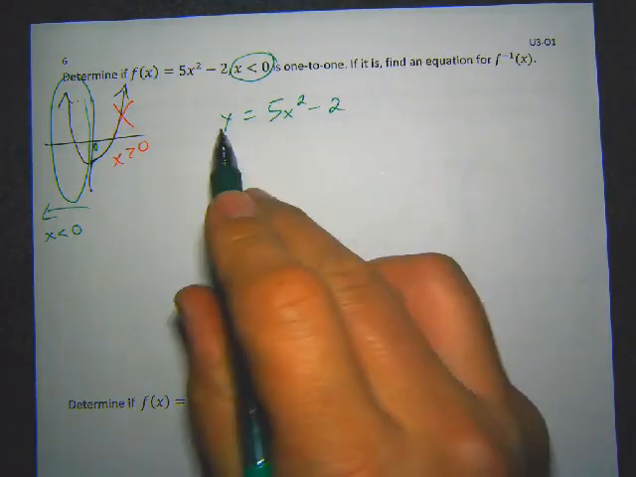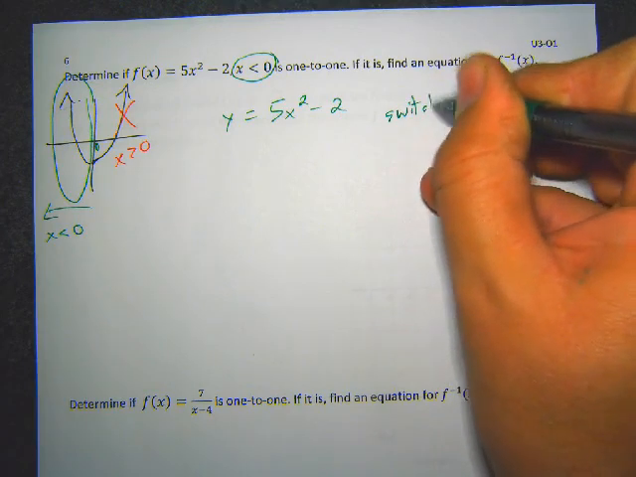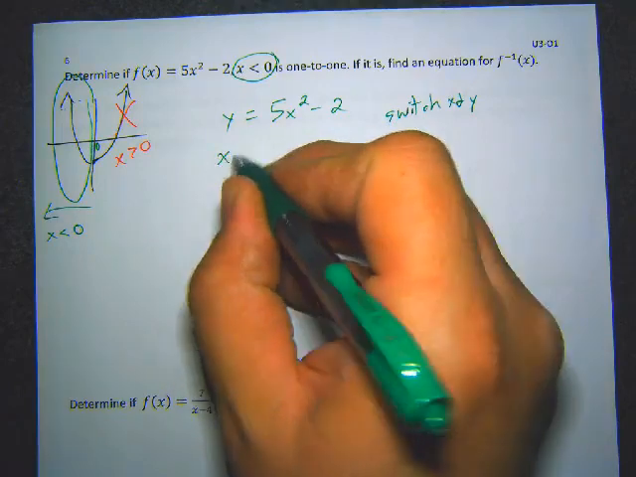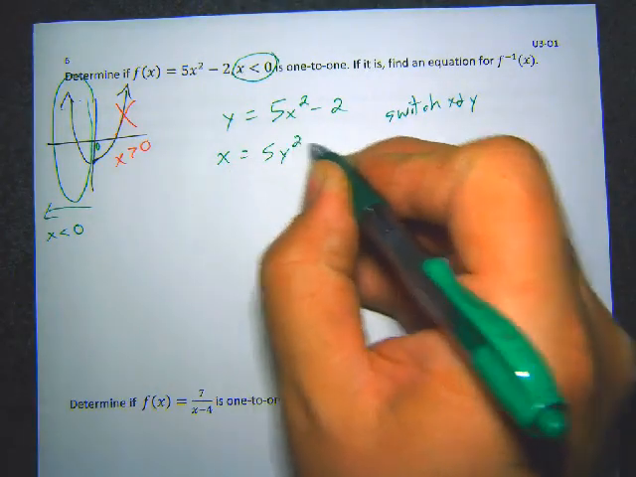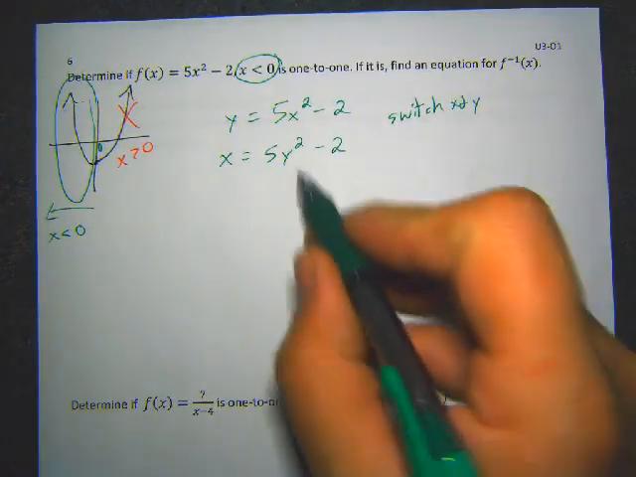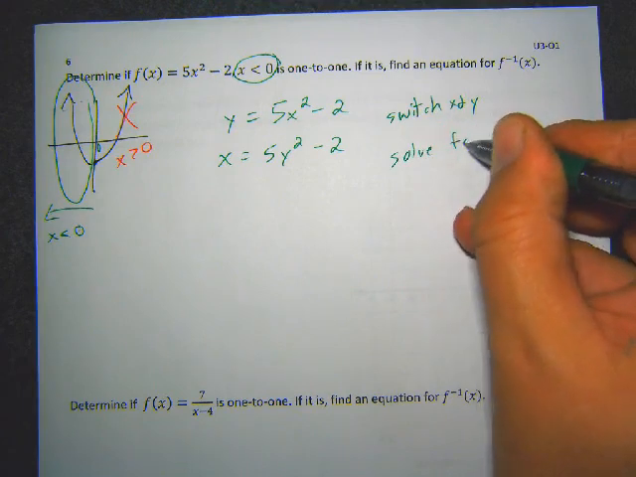And then once we have it written with y, we're going to switch x and y. So we switch them, so we get x equals 5y squared minus 2. And then once we get that switched, we're going to go back and try and solve for y. So we've got to solve this for y.